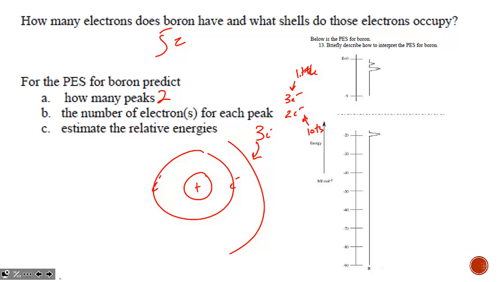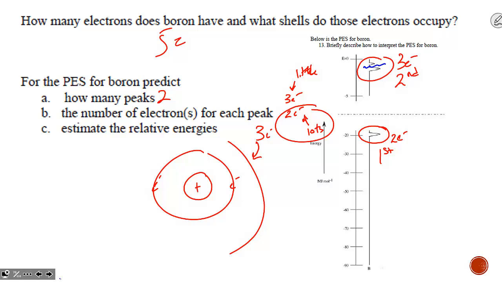Let's see what we've got here. 2 electrons requiring lots of energy. These must be the 2 electrons in the first energy level. The second energy level, we said, okay, we expect to see 3 electrons that require very little energy, so this would be our second energy level. But it looks like the second energy level is broken. It's split. We've got 2 electrons and 1 electron.